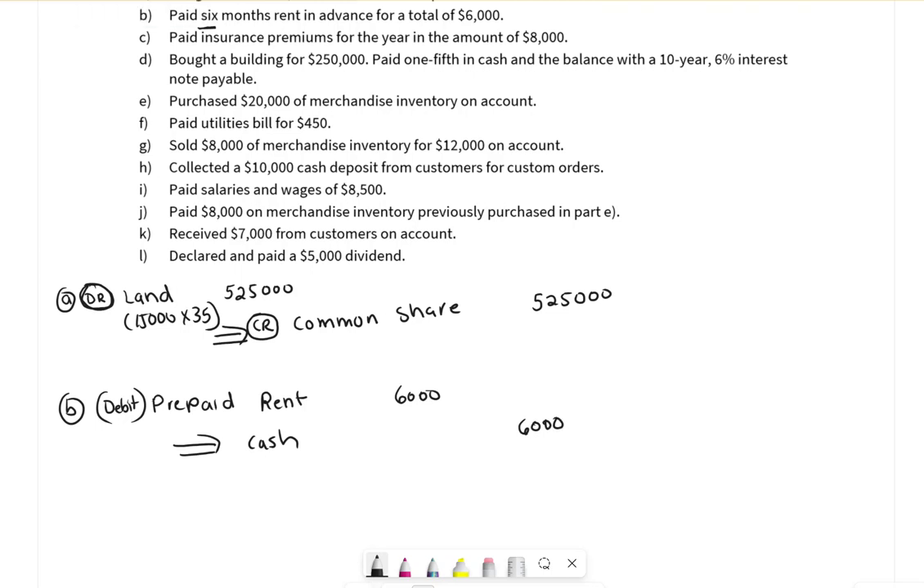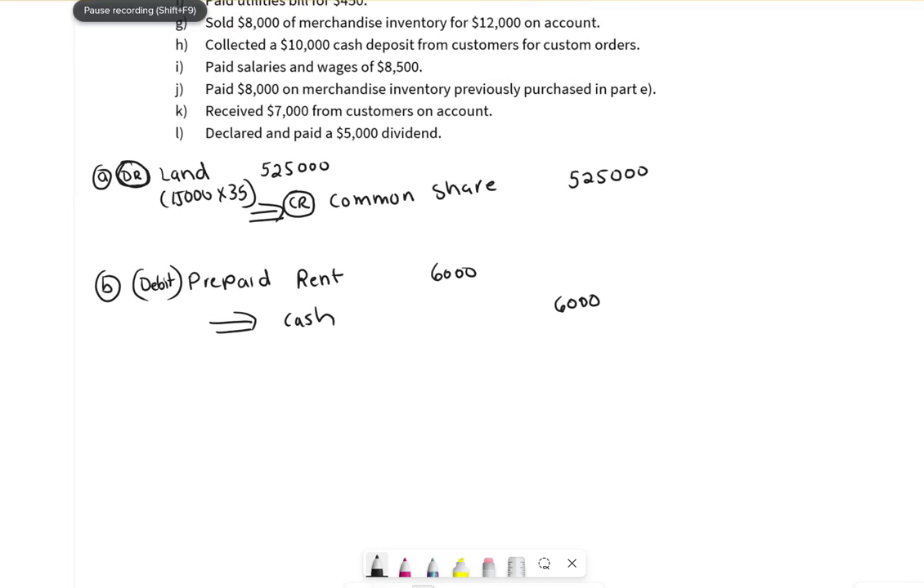C is we paid insurance, and it's a prepaid, and we paid 8,000. When they say paid, cash is decreasing. If cash decreases, it's a credit. So I will go to C, and it is called prepaid insurance, and it is for $8,000, and my cash will be a credit of $8,000. So we have a debit and a credit. Now we are going to go to your D.